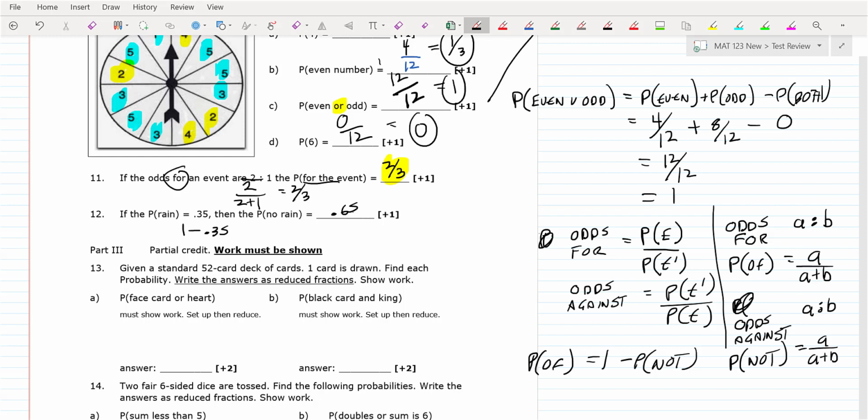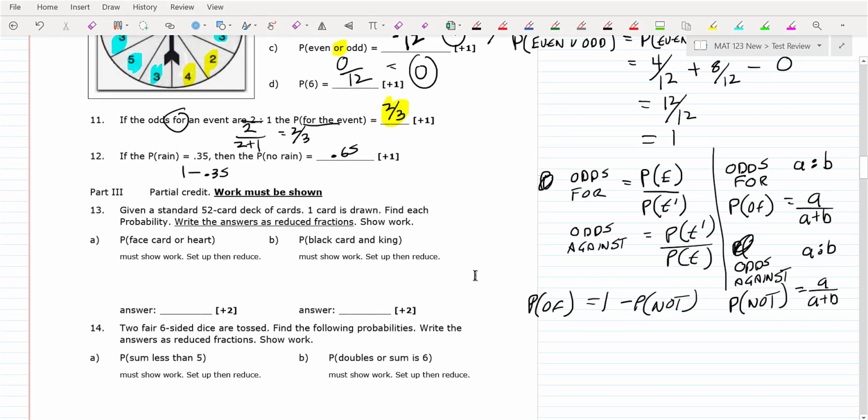Okay, any questions? Okay, you just got to work with this stuff. It's not hard. Really isn't. Okay, now we'll get to the good stuff.